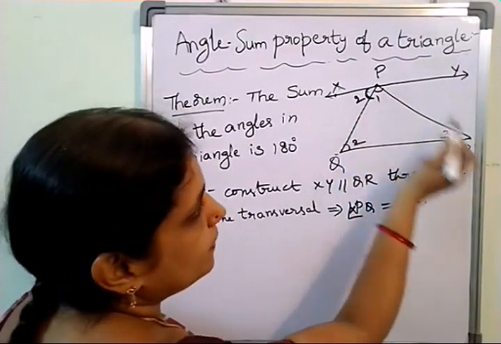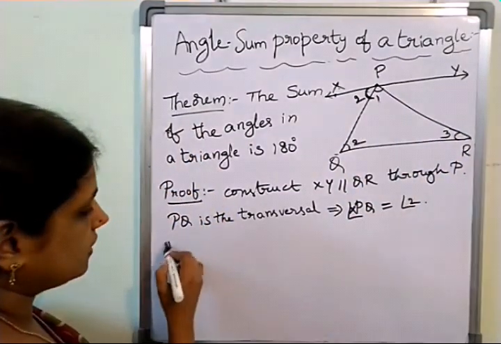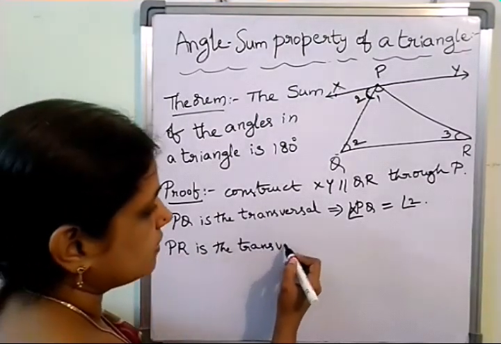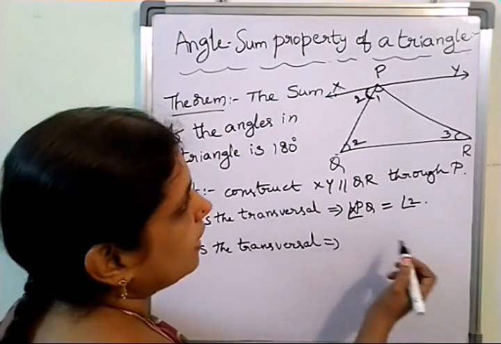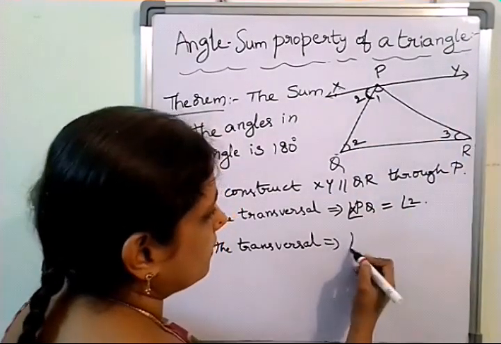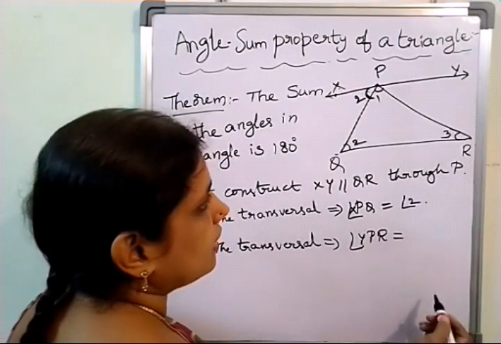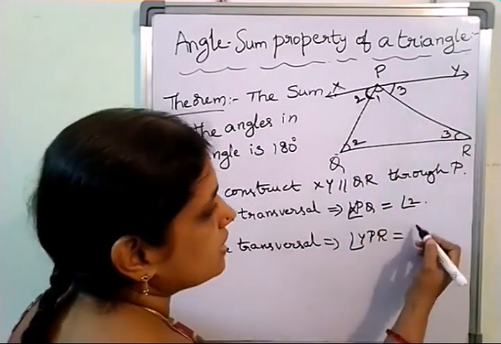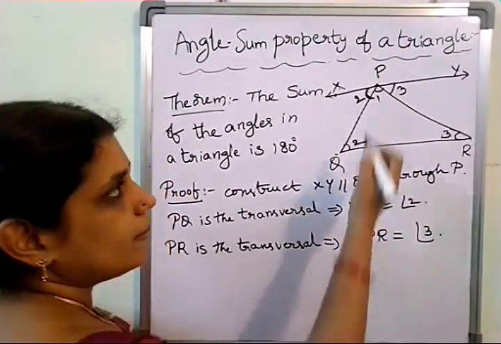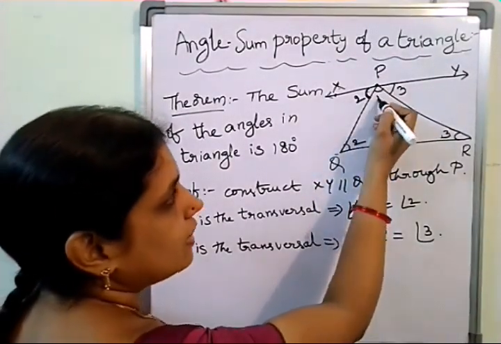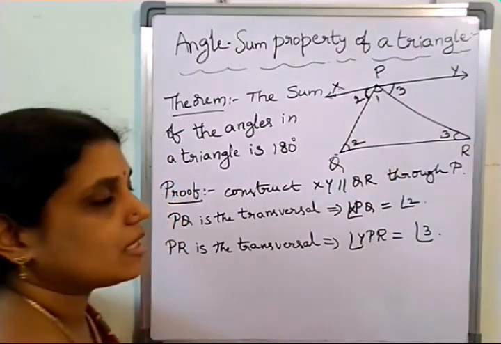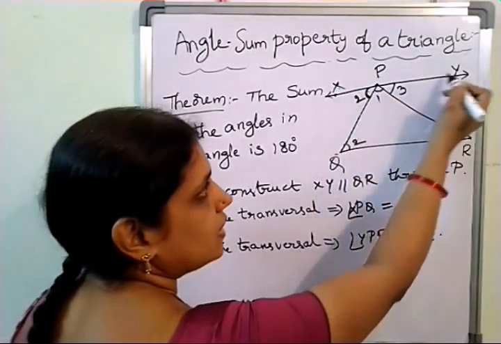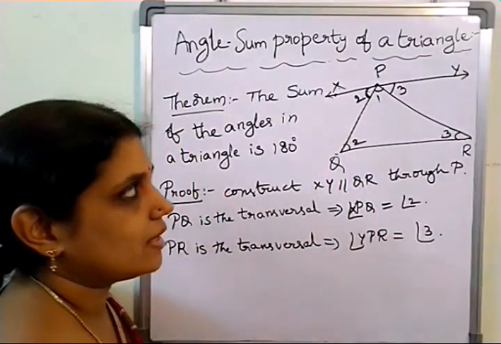Now coming to PR as the transversal, if you take PR is the transversal for parallel lines, then angle YPR is equal to angle 3. Even here these two are alternate interior angles. Now coming to here now. Okay, so here angle 1 plus angle 2 plus angle 3 is equal to 180 degrees. How can you say that these three angles together they are forming straight angle, that is 180 degrees.